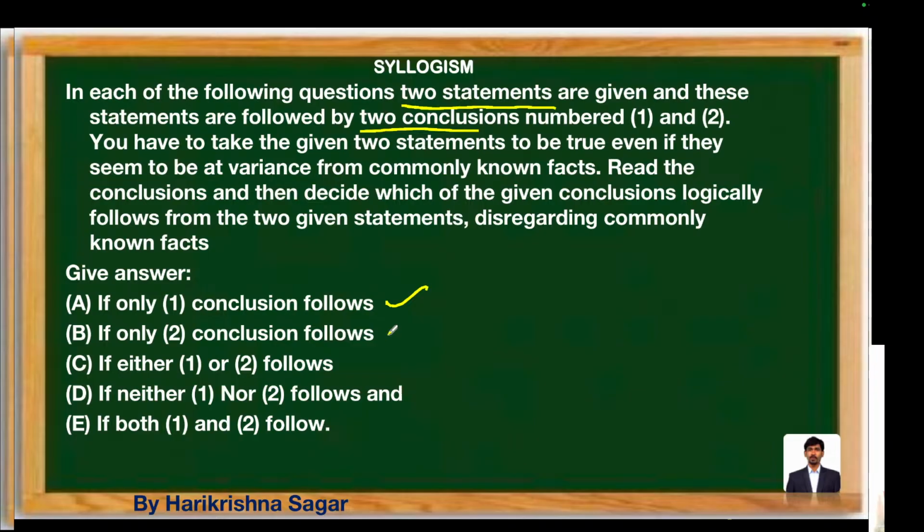If you decide only conclusion 2 follows, mark the answer as option B. If you feel either 1 or 2 will follow, mark option C. If you feel neither 1 nor 2 follows, mark option D. And if you feel both 1 and 2 will follow, mark E. This is our task. You don't need to worry about these options; they are anyway given in the question. Your task is to read the statements, draw the diagram, and then look at the conclusions.